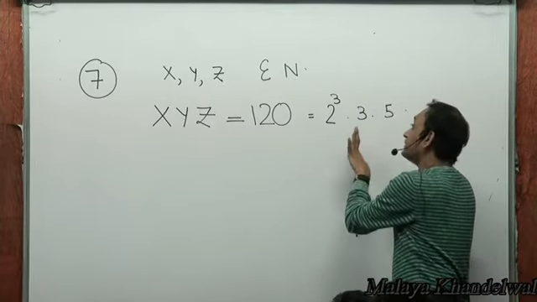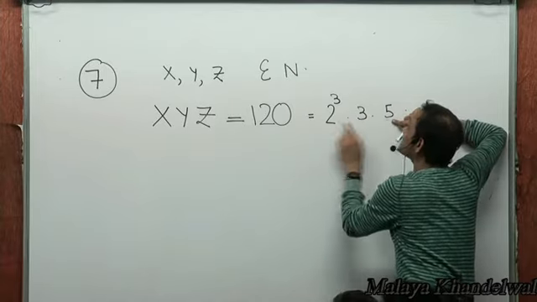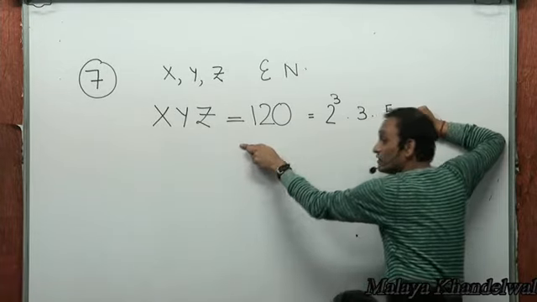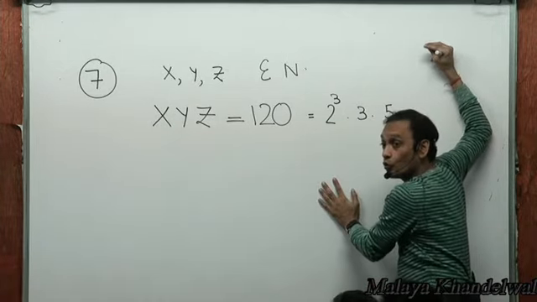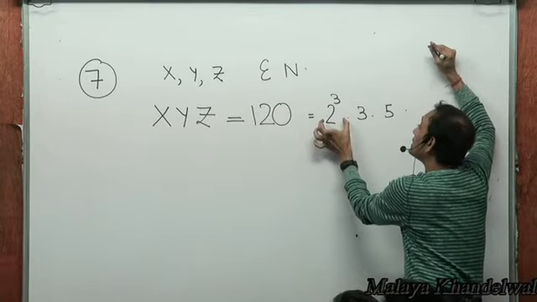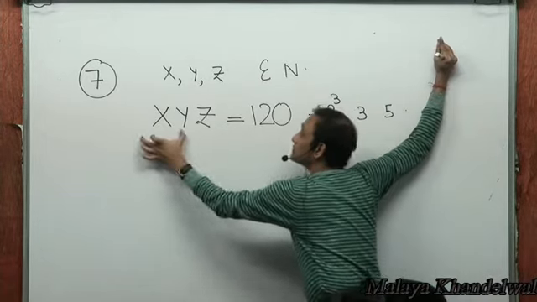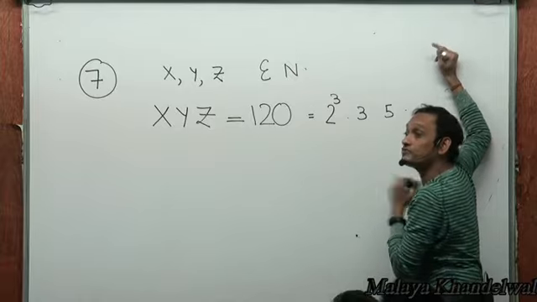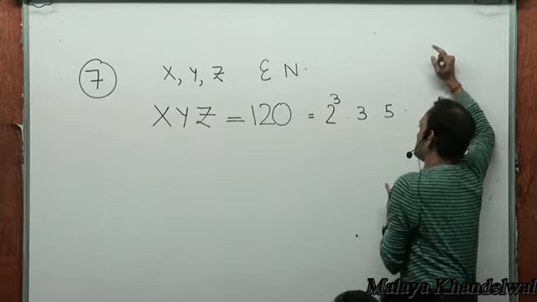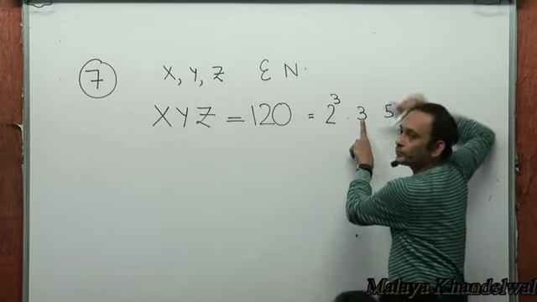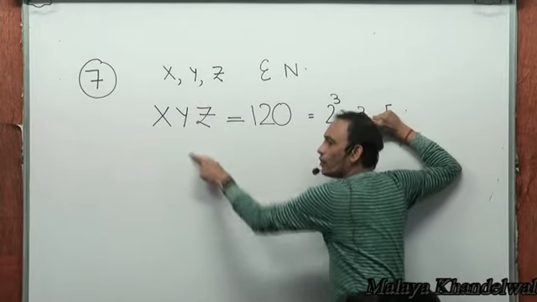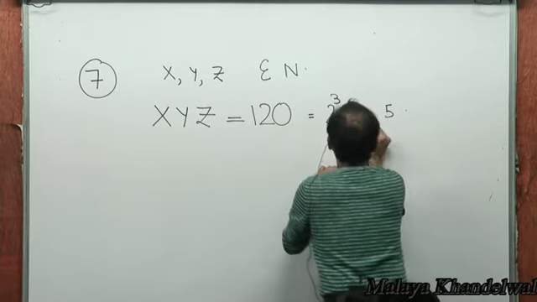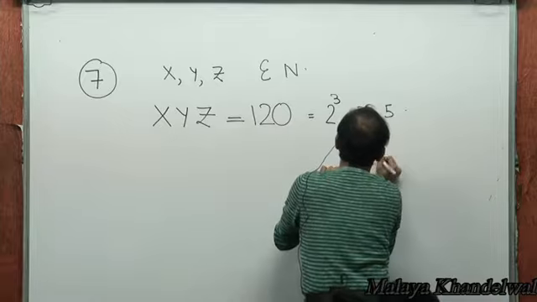Now, the number of ways in which I could assign these three factors to X, Y, Z will be the required number of solutions, yes or no? The number of ways in which I can assign these factors to X, Y, Z would be the number of solutions. For example, 3 could have been given to X or Y or Z. So there are 3 ways of dealing with this 3, yes or no?